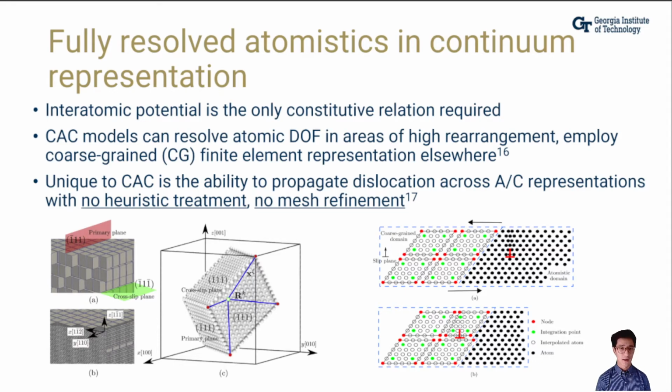This formulation allows for atomic resolution degrees of freedom in target regions such as the dislocation core or glide plane. And coarse-grained finite element representations can be employed elsewhere to reduce total degrees of freedom in the system. Due to the finite element definition in CAC, dislocations can also be propagated into the coarse-grained region, along slip plane-oriented finite elements, as shown on the bottom left, with no heuristic treatment as required in CAD, no mesh refinement. This is also shown schematically at the bottom right.